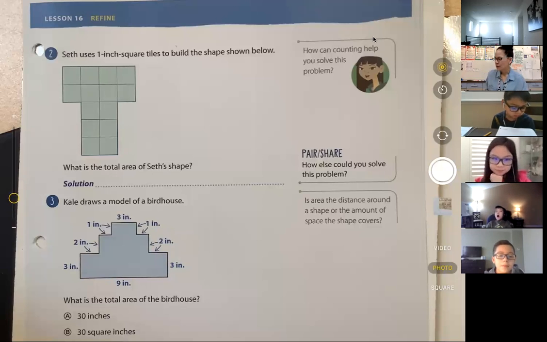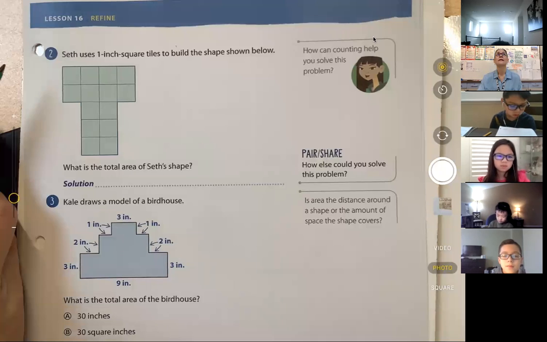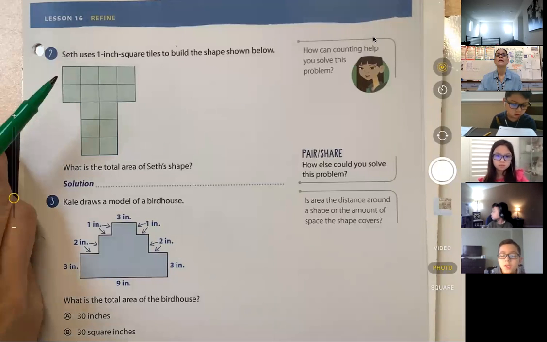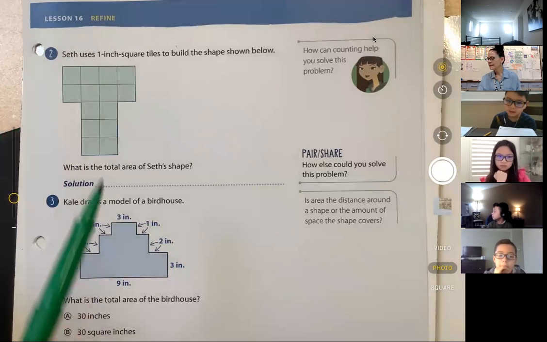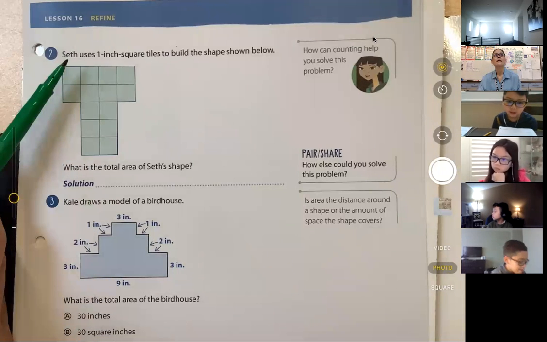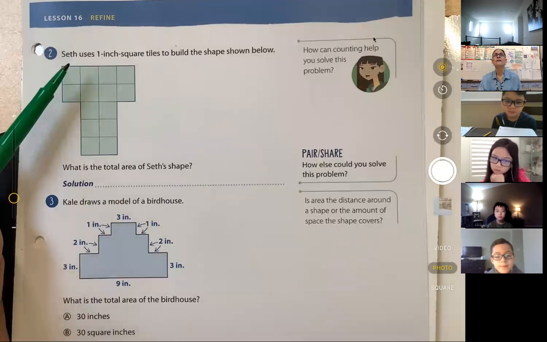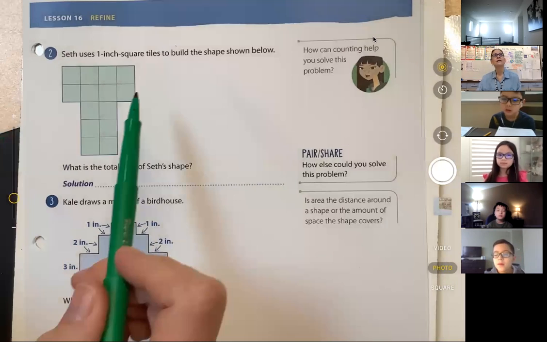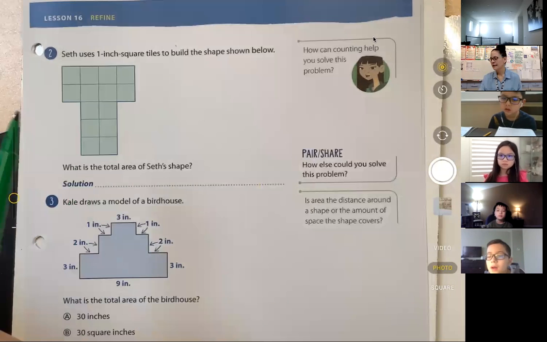All right, friends, please turn to page 354. Page 354, question 2 up at the top, where it's going to talk about Seth. Please follow along here. It says that Seth uses 1-inch square tiles to build the shape shown below. So this is kind of looking like maybe a big fat T, right?